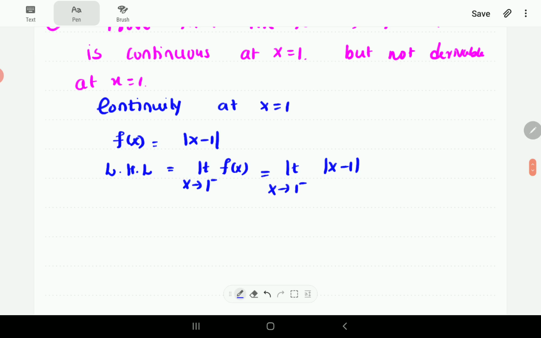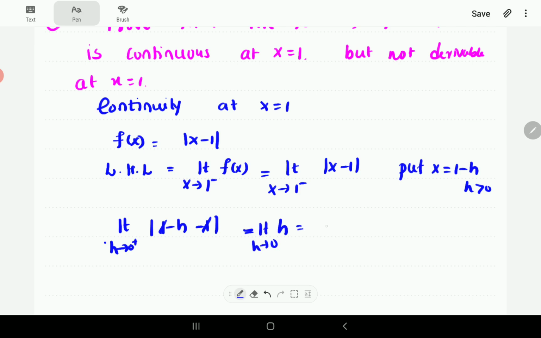So here, as it is left hand limit, we have to put x equal to 1 minus h, and h is greater than 0. So this gives us limit, I'll write this as modulus of 1 minus h minus 1, and here as x is tending to 1, your h tends to 0. Okay. So this is negative 1, positive 1 cancels, and modulus of negative h is, since it is a modulus quantity, h only, as h tends to 0. As h tends to 0, this is 0. Okay. This is our left hand limit.